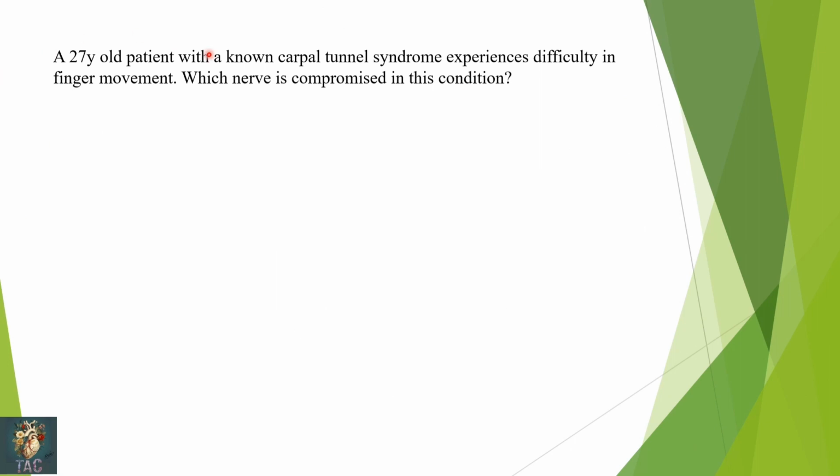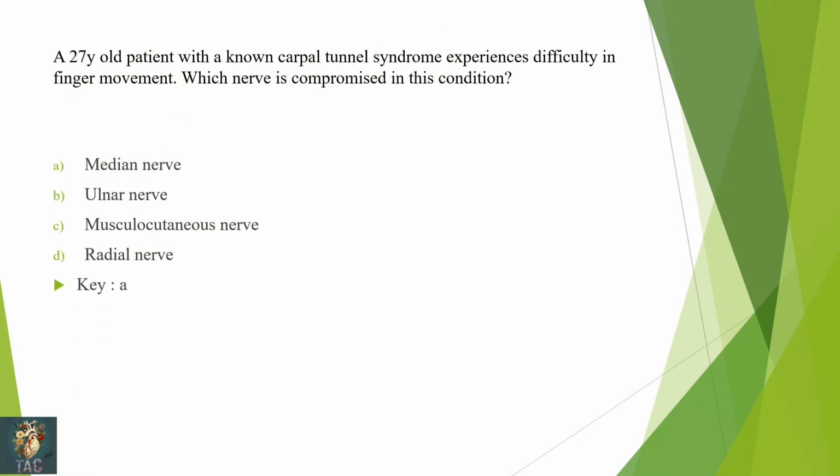A 27-year-old patient with known carpal tunnel syndrome experienced difficulty in finger movement. Which nerve is compromised? So we all know that in carpal tunnel syndrome, it is the median nerve which is compromised, and it is the answer.